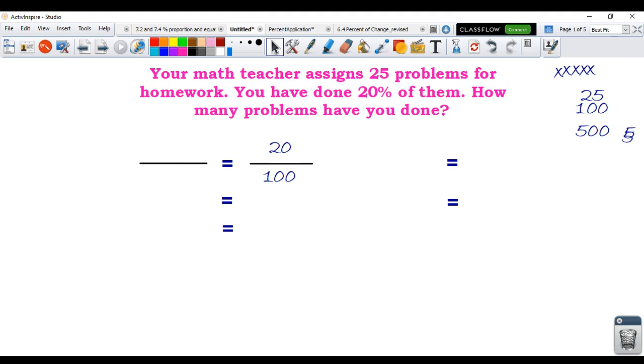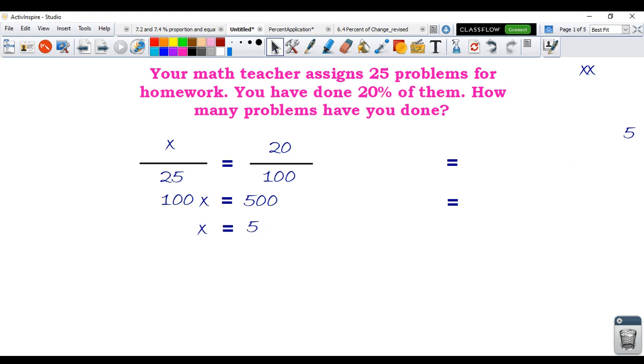Then I look at the other side of my proportion and my other ratio. If the teacher assigns 25 problems for homework, that is the whole assignment. That's the entire amount, right? So that's going to be my whole, which is going to go in my denominator, and I'm looking for my part. Then I can start solving. Cross multiply so that I end up with 100x, and then 20 times 25 is going to give me 500. Divide both sides by 100 so that I get x equals 5.